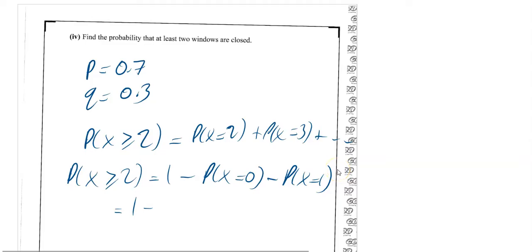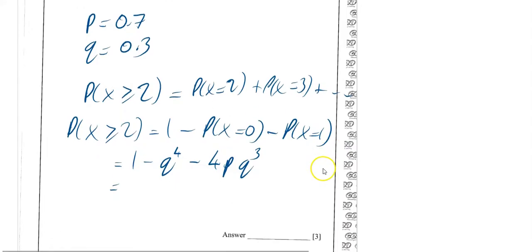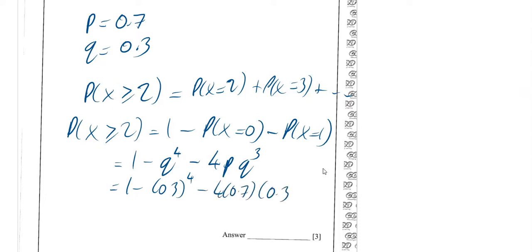So if there's at least 2 closed, that means they're all closed. So I want the Q to the power of 4, and I also then want 4 times P Q cubed. And then we'll just work those out again. So that's going to be 1 minus 0.3 to the power of 4, all closed, and then 4 times 0.7 times 0.3 to the power of 3.